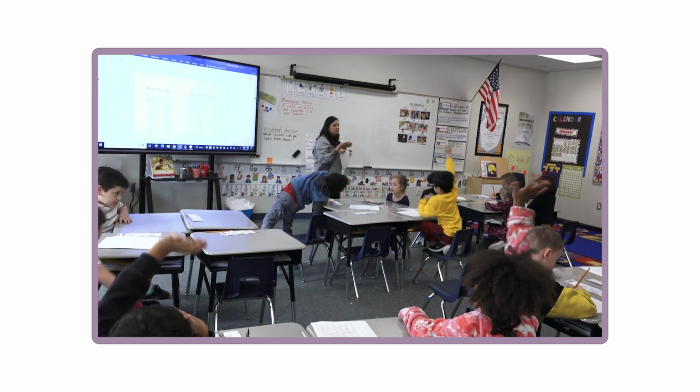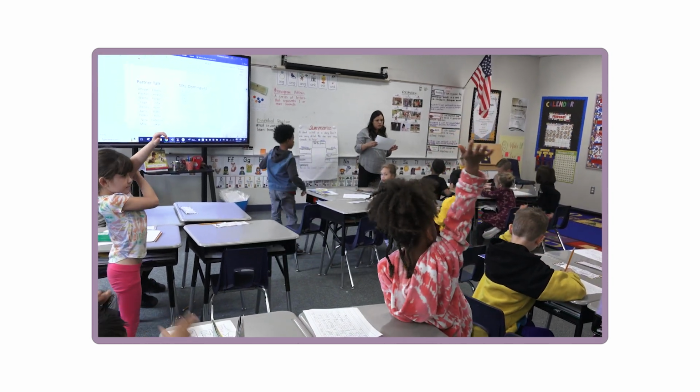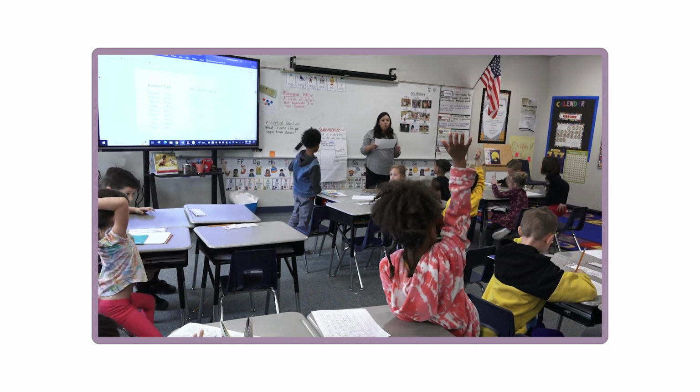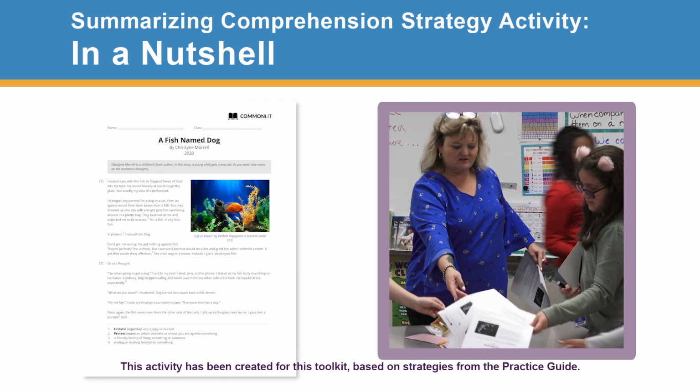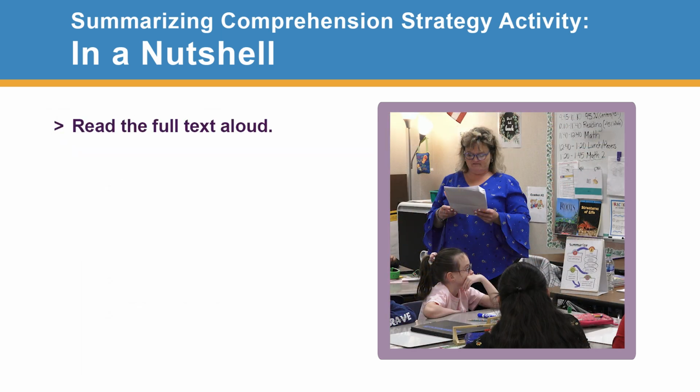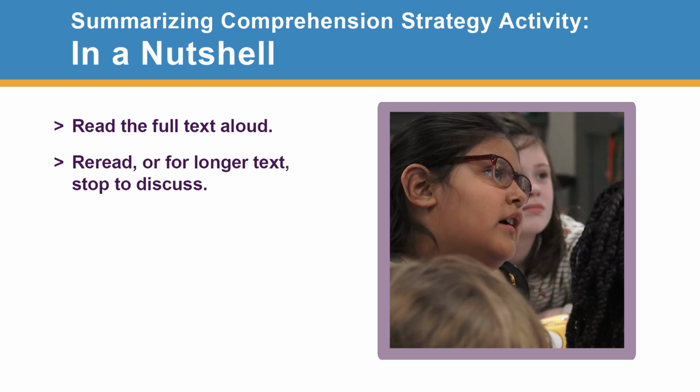Here is another way, beyond the activities outlined in the practice guide, to engage your students in the evidence-based strategy of summarizing and retelling. This activity is called In a Nutshell. Provide students with a short narrative text they can write on, or write a narrative paragraph on chart paper. First, read the full text aloud. Then, reread, or for a longer text, stop at key points to discuss that segment of the story.